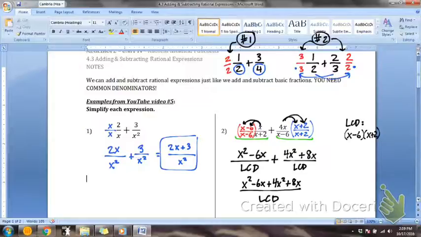I got a question. Yeah. I know I'm probably too far ahead, but wouldn't we combine like terms? That's what our next step is. Yep. So our next step is, what is x squared plus 4x squared? Okay. And then what is negative 6x plus 8x? 2x.